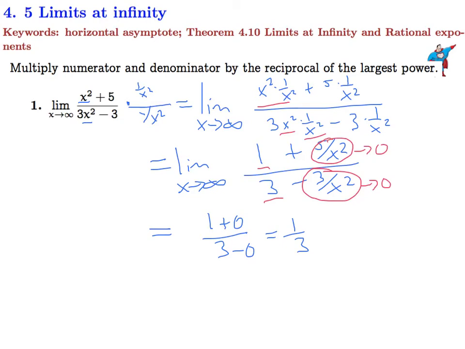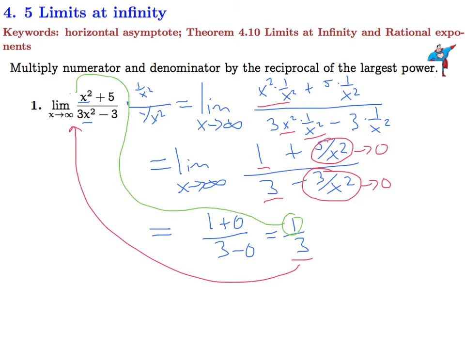Now it's important to notice, where did these numbers come from? This 3 was sitting right there, and this 1 was sitting secretly in front of the x squared. We've sort of got a 1/3 here. This is going to be very important in a second.